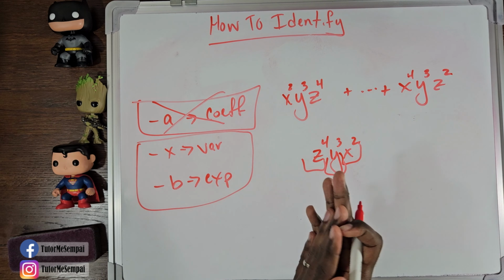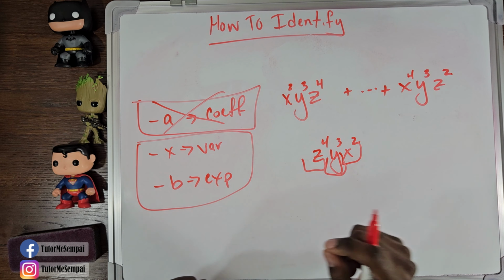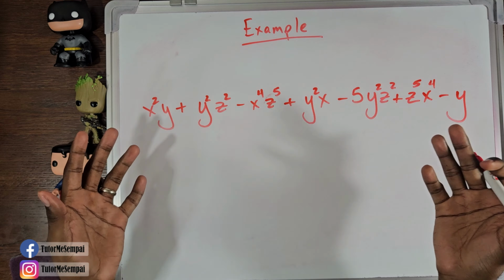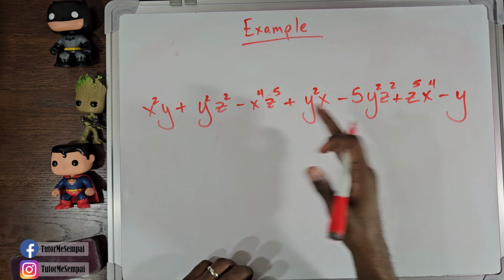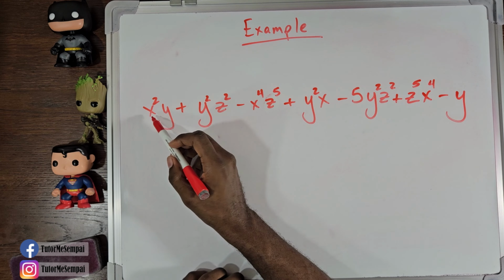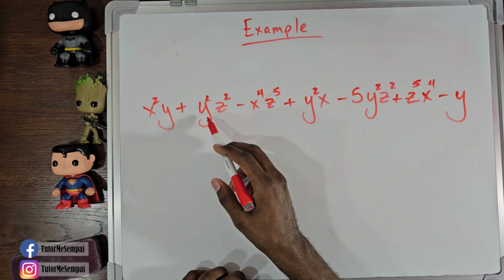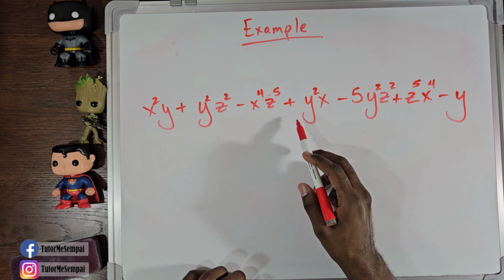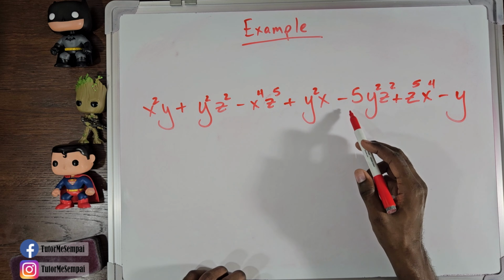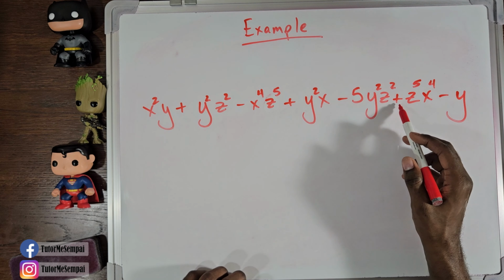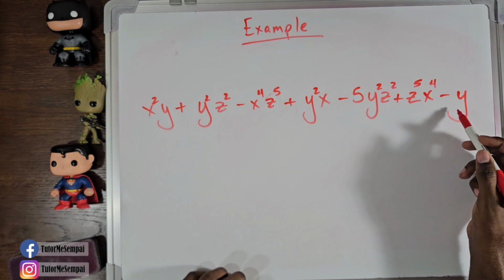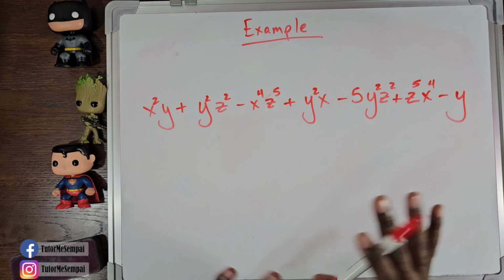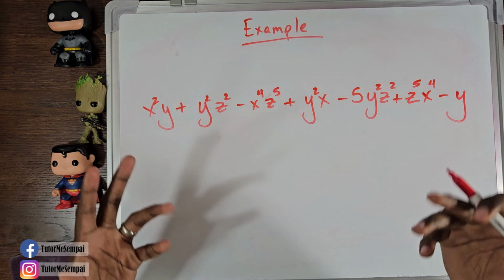So now that we've talked about how to identify like terms, let's put it to practice with a quick example. So here we have a rather quick example in which you're going to try to identify where we may have some like terms. So let's read it and see what we got going. We have x squared times y plus y squared, z squared minus x to the fourth, z to the fifth plus y squared x minus 5y squared, z squared plus z to the fifth, x to the fourth minus y. Now we want to find out, are there any like terms? We're not going to do anything with it except identify if they exist.